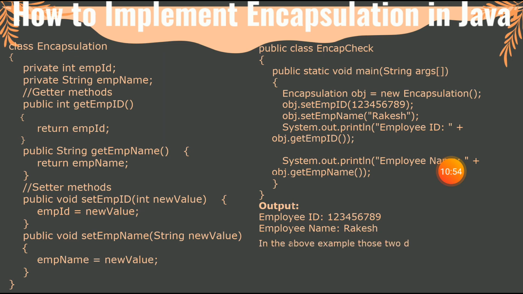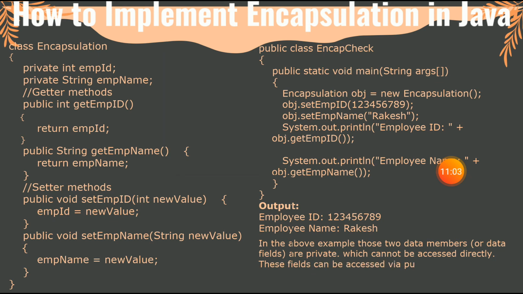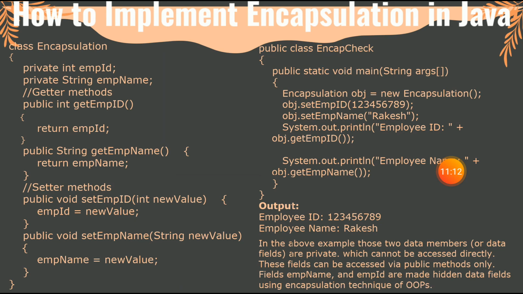So in the above example, those two data members or data fields are private, which cannot be accessed directly. These fields can be accessed via public methods only. So public methods are created and these fields can be accessed by public methods only. The fields employeeName, here you can look at the left side, and employeeID are made hidden. How are they hidden? Through the private keyword, and using this is the encapsulation technique of OOPS.